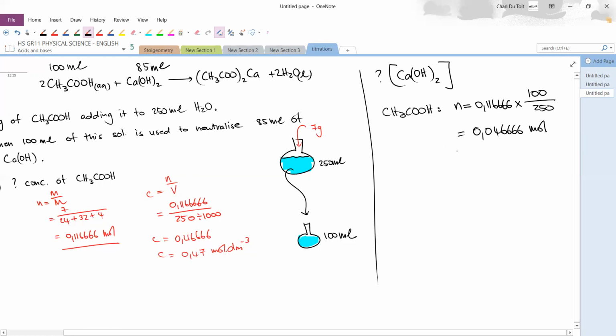Now look at the mole ratio of calcium hydroxide and acid. What's the ratio? It's 2 to 1. So the mole is half of that, because there's a 2 to 1 ratio. So I'm just dividing that by 2. So the amount of mole is 0.02233 mole.